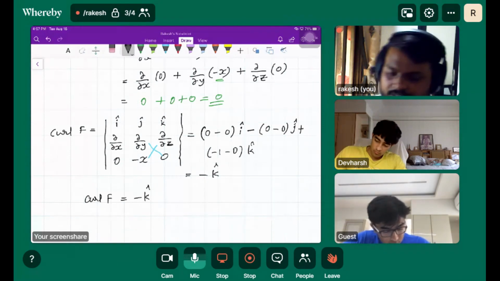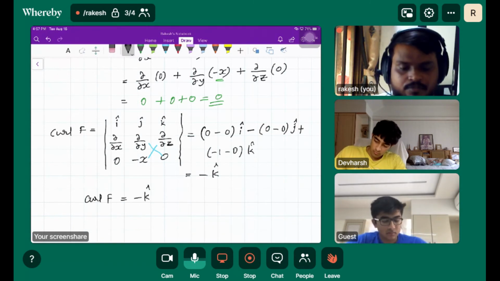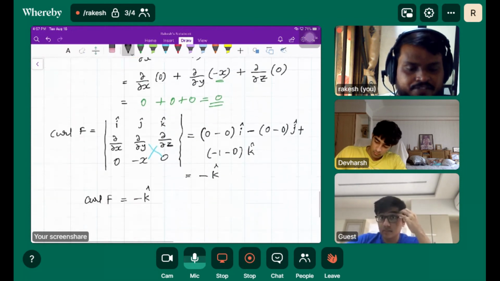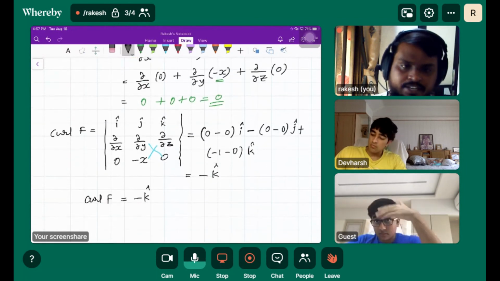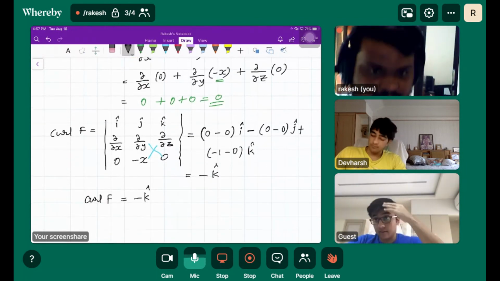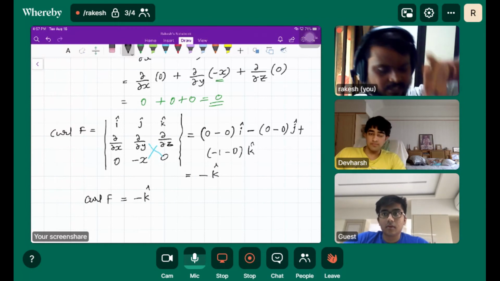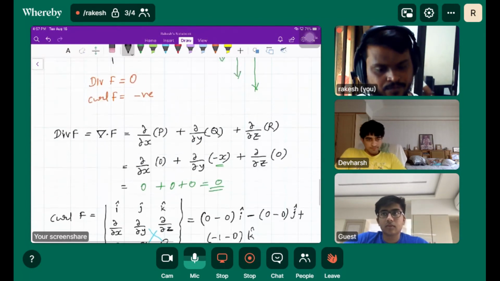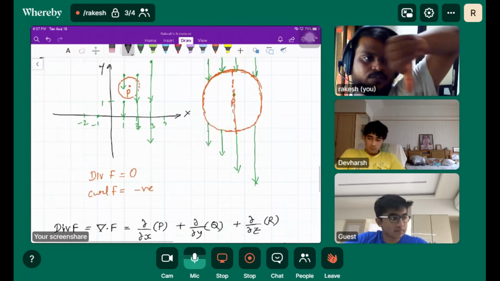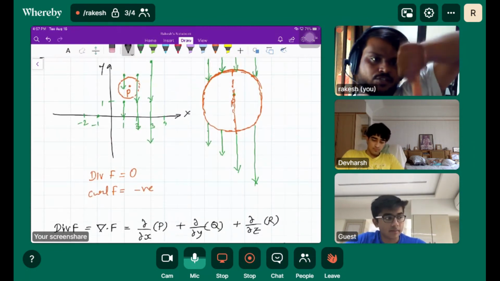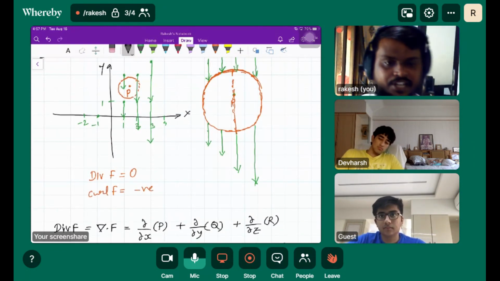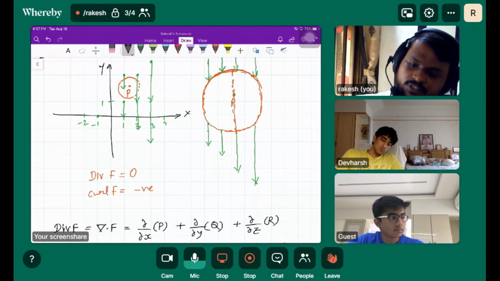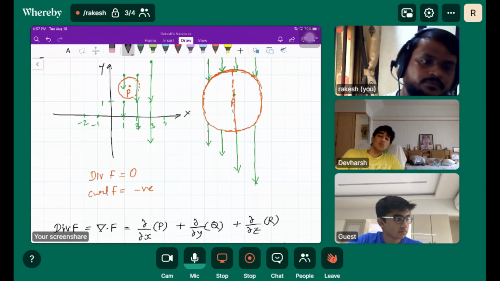What does this mean? Have you thought of the same thing? The curl of f has to be negative, and did we get negative here? Yes, it's negative. Negative means clockwise direction. So we guessed it right, clockwise. You can see that the curl is going to be negative, in the negative z direction. Okay.